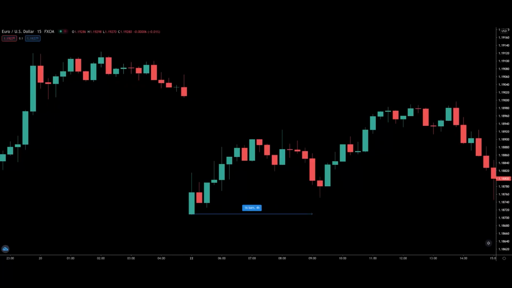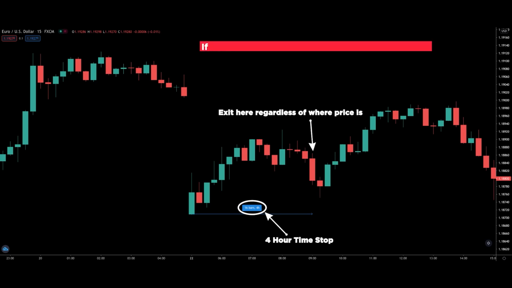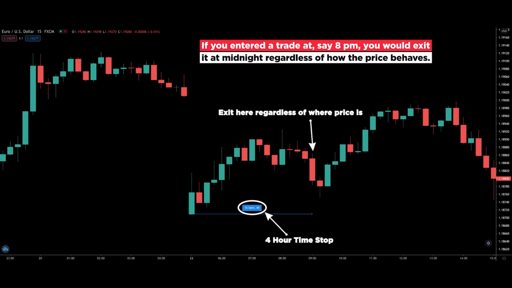Suppose you want to enforce a time stop of 4 hours for all your trades. This would mean that you would exit a trade in 4 hours if it doesn't hit your stop loss or take profit during those 4 hours. If you entered a trade at, say, 8 PM, you would exit it at midnight regardless of how the price behaves. This is what a time stop means.